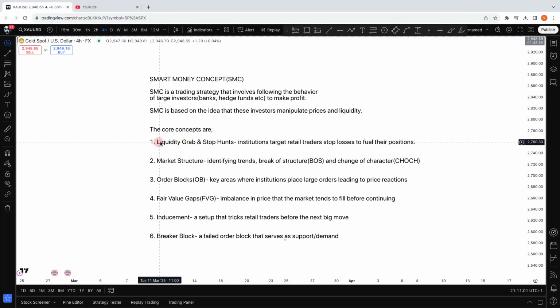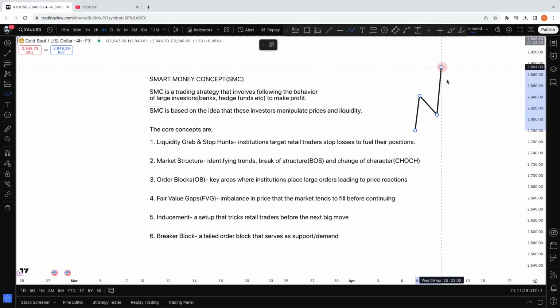So the number one concept we have here is liquidity grab and stop loss hunt. Now this is where institutions target retail traders' stop losses to fuel their own position. How this works is, before the smart money guys enter the market, they want to buy price at a lower point, and they also want to sell at a higher point. So let's say price is trending this way, let's say price is moving this way.